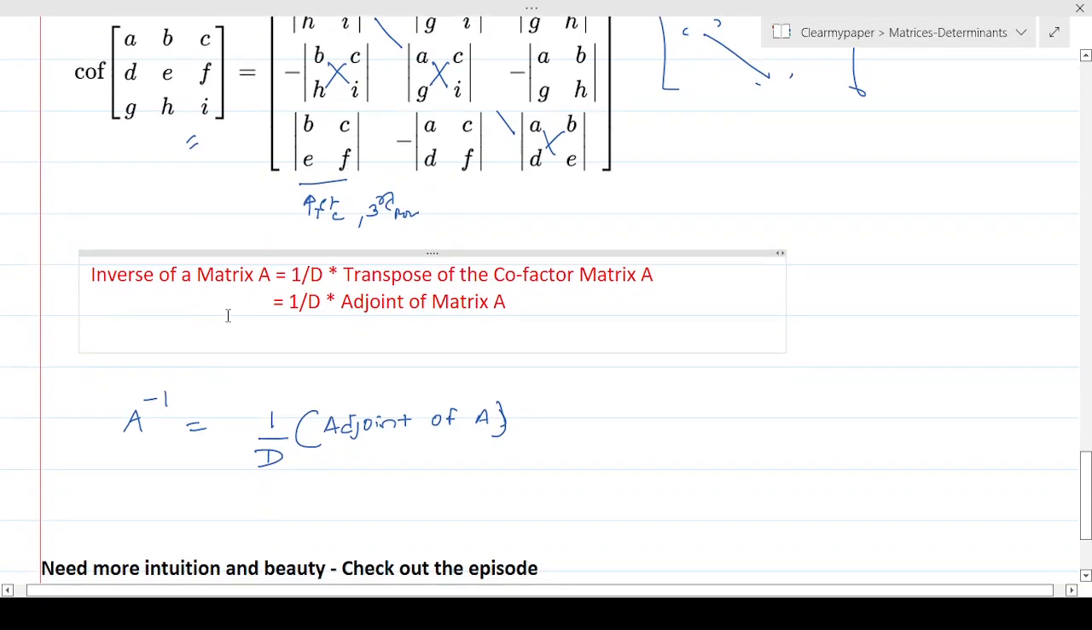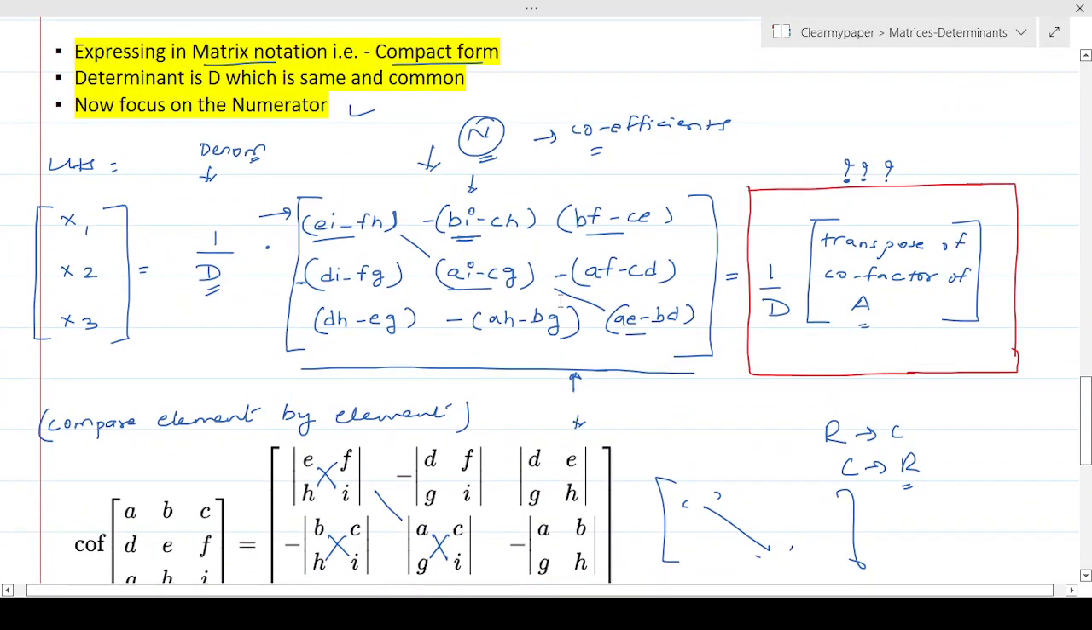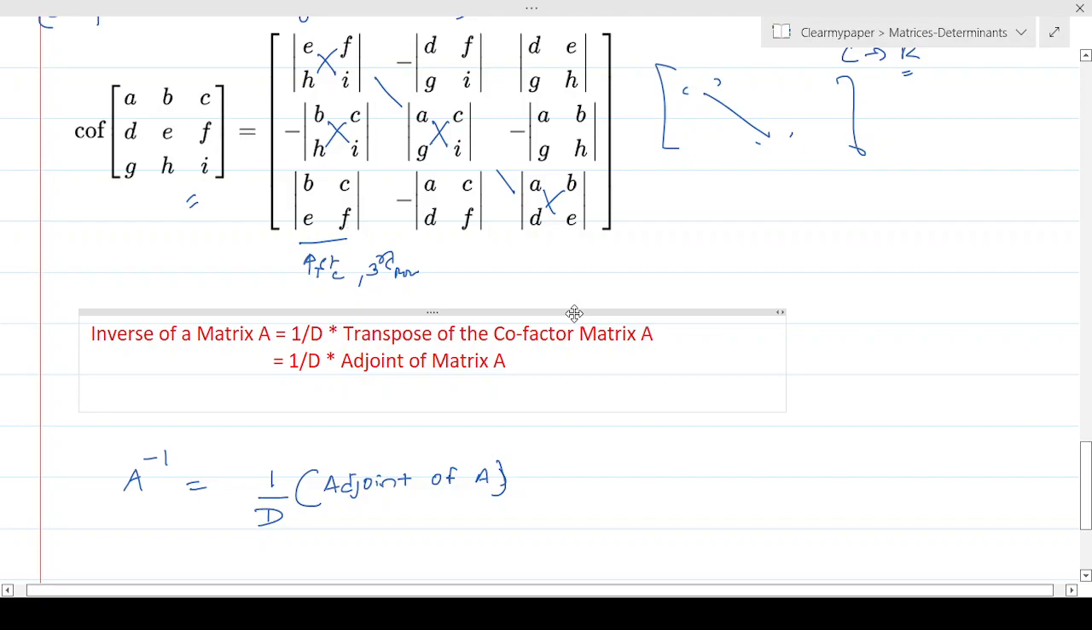The inverse of any given matrix A is nothing but 1 over the determinant multiplied by the transpose of the cofactor of the matrix A. Whatever is the given matrix, if you find the cofactor of that, and if you transpose this in terms of rows and columns, that gives us the inverse of the matrix. In other words, this transpose is called the adjoint. So I can also say that the inverse of a matrix is equal to 1 over the determinant multiplied by the adjoint of the matrix A, which is the compact form. And in terms of notation, this is how it's expressed.